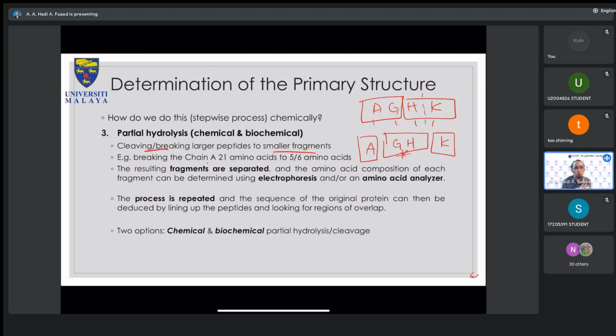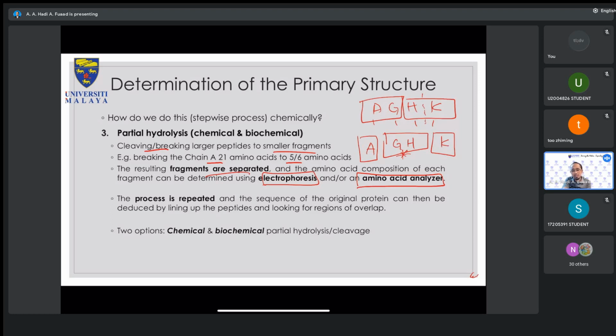Say, for example, if you use a dilute hydrochloric acid and react it for 24 hours, you get full hydrolysis. Then you probably want to try and see what happens if you just mix them and allow the reaction to run for only 1 hour. What happened? That is what people have done. From there you can grab all the information and know what is happening. The resulting fragments are separated and the amino acid composition for each fragment can be determined using electrophoresis and an amino acid analyzer.